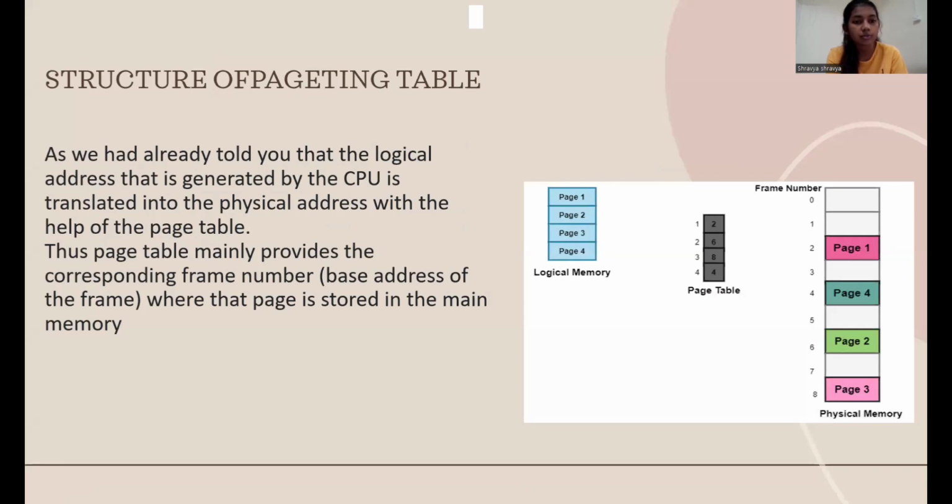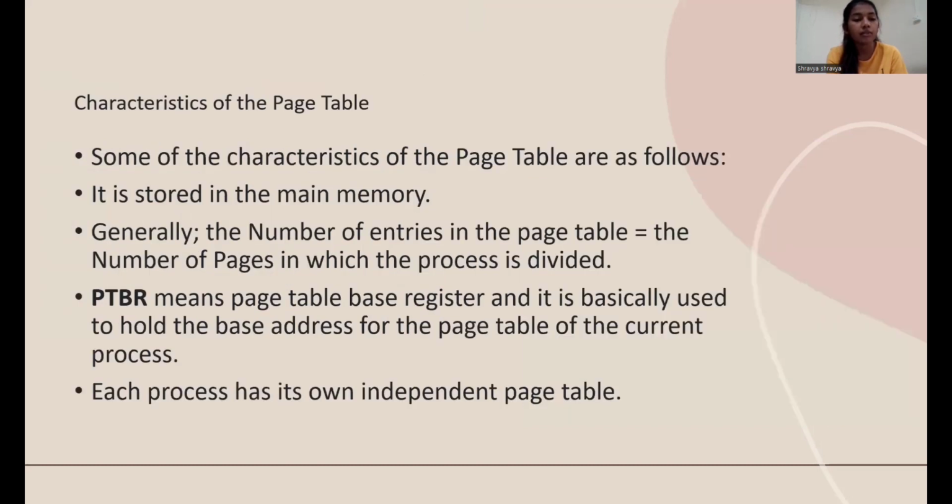Here we have the structure of the page table. As we had already told you, the logical address that is generated by the CPU is translated into the physical address with the help of the page table. Thus, the page table mainly provides the corresponding frame number, that is the base address of the frame where that page is stored in the main memory.